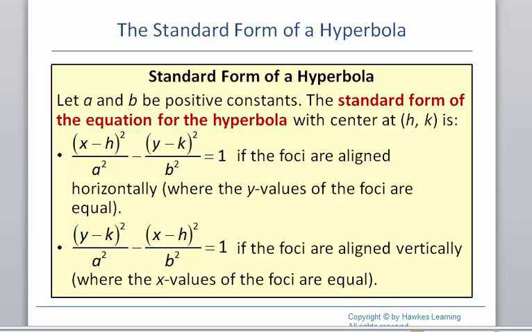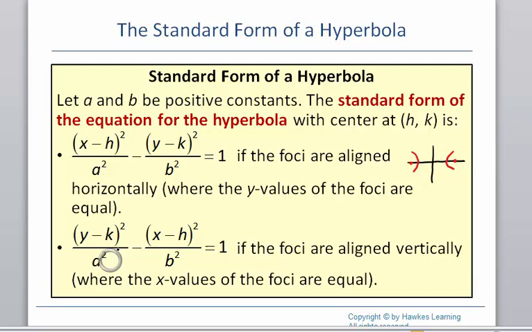The first formula begins with the x value. And this is the hyperbola where the foci are aligned horizontally, which means that our hyperbola, which is basically two parabolas that face away from each other, looks something like this. We're going to have a focus on the inside of each of these parabolas. So the foci are aligned horizontally, across. And this happens if the x value is first in the equation.